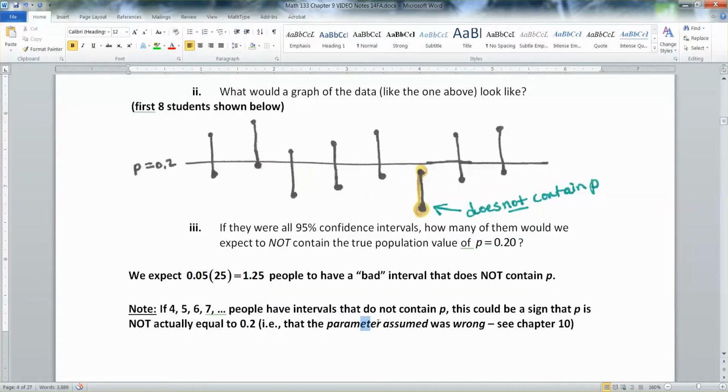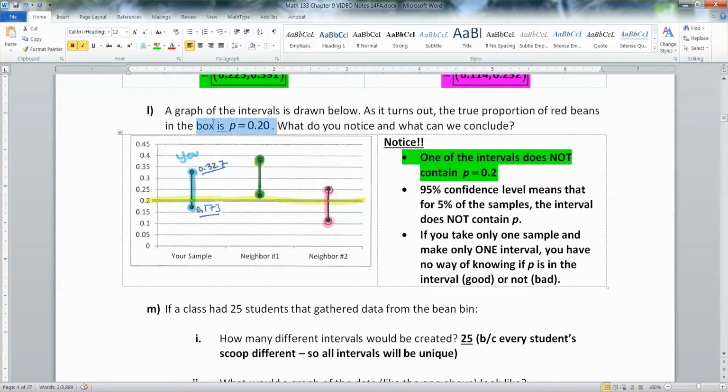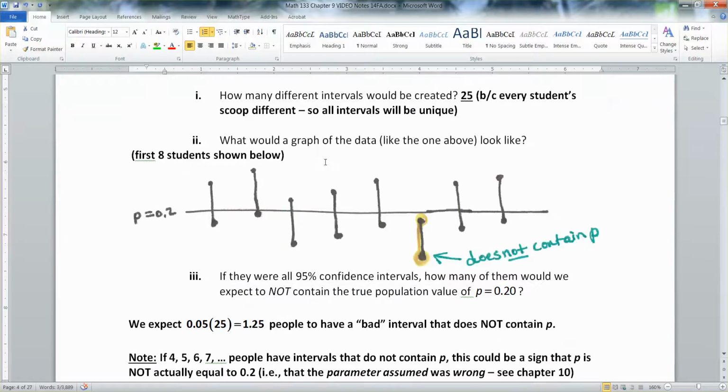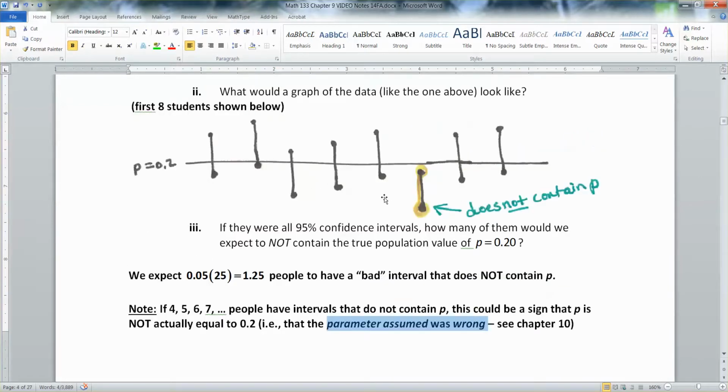You assumed it was 0.2 because I said it was up here, right here, but you don't know it is. And if you get a whole bunch of people to have intervals that don't contain 0.2, that's a sign that what you assumed to be true about this is actually not correct. And that's where we're heading for chapter 10, right? You assume a certain value of your parameter and then you test it and you see, oh, so many people don't have that parameter. That's kind of a sign that that's not truly the parameter. And that's where we discuss that at great length in Chapter 10.